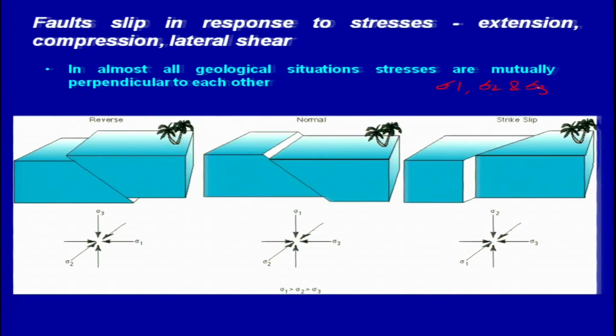So if you take the different types of deformation or the faulting areas, you have reverse faults, you have normal faults, and you have strike slip faults, okay. That is, you are having the lateral shear. So in lateral shearing, mostly what you see is that the sigma 1, that is the least stress, is along the fault plane or the line of fracture.